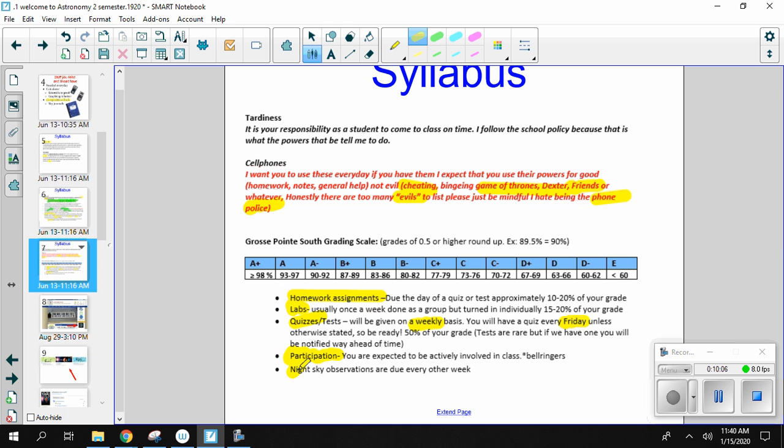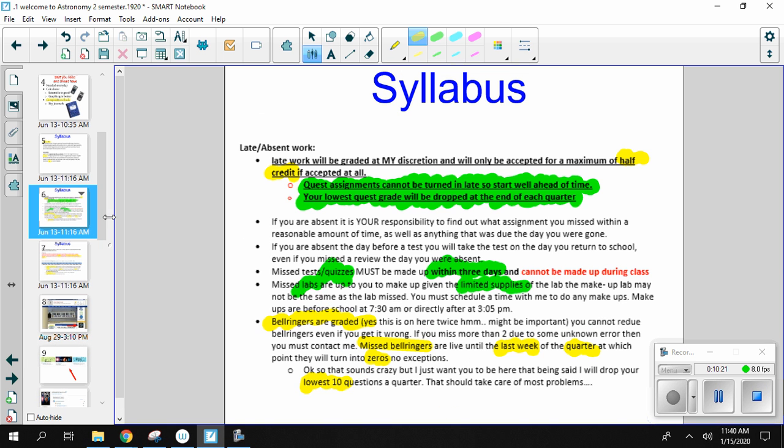Night sky observations: you're going to be required to keep a sky journal, and later on in the year I'll talk about how to set that up. So much of what we do in astronomy has to be done at night outside of school, so this is kind of how I see if you're looking at stars and stuff like that.